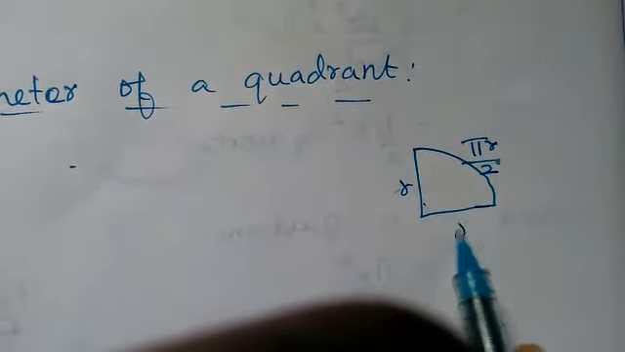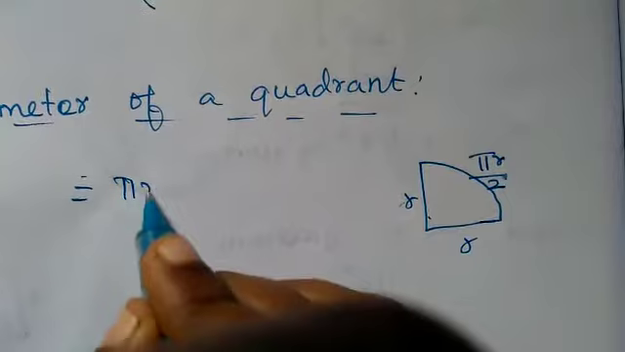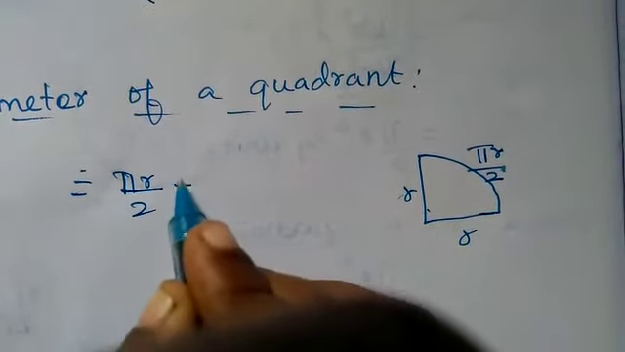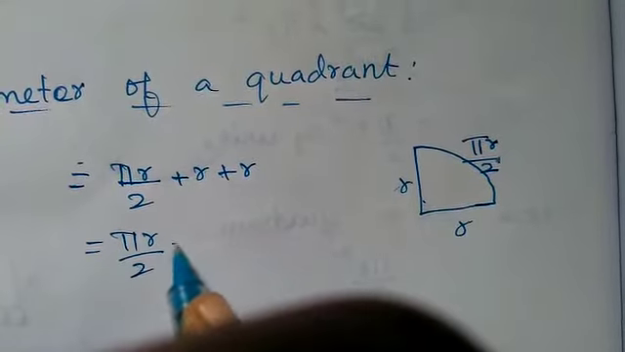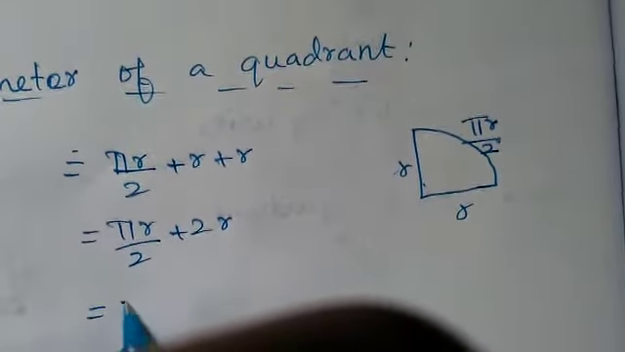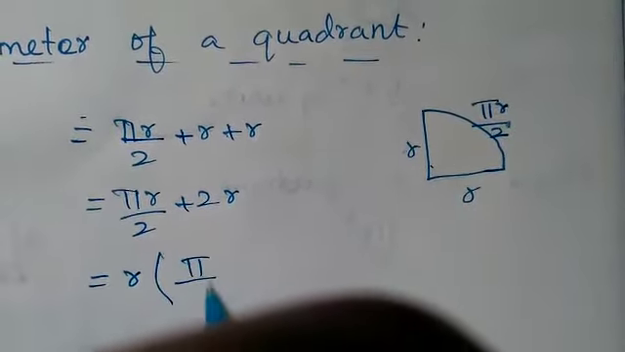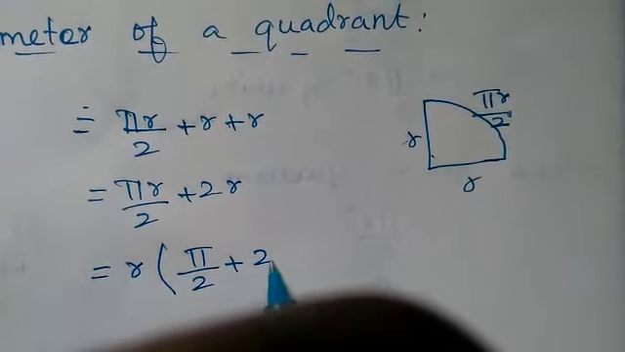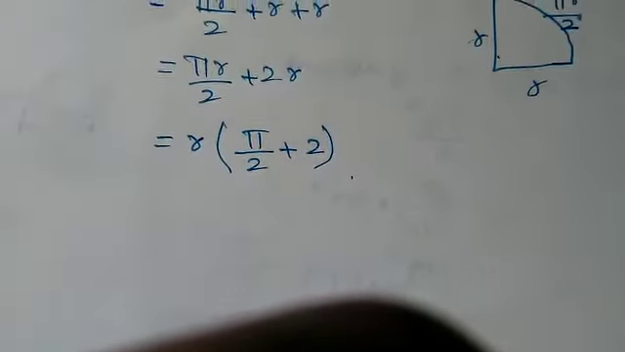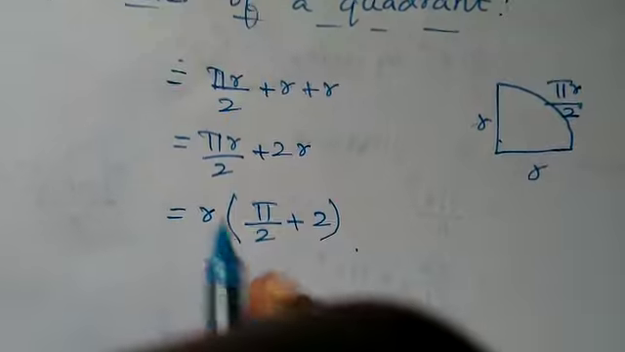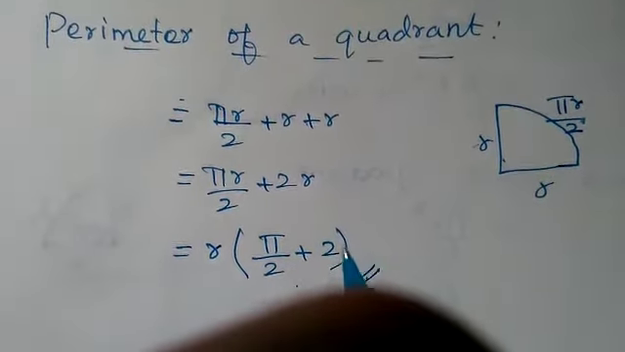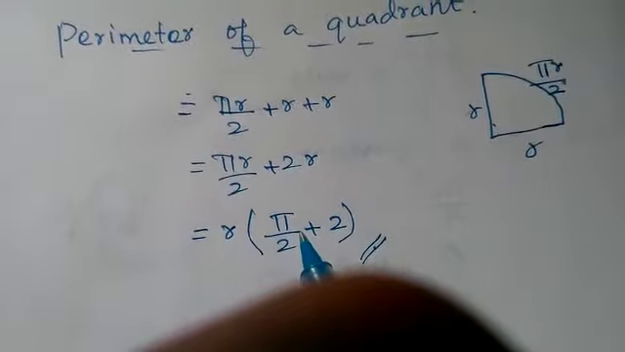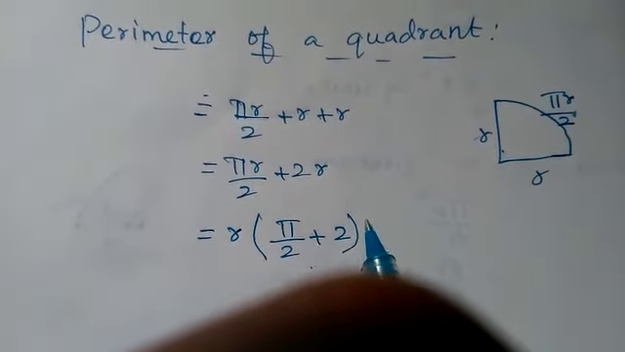Then radius. Now how will you write the perimeter? Pi r by 2 plus r plus r. Now pi r by 2 plus 2r. Here also we can take r as common. Pi by 2 plus 2. Now tell me, here how many formulas did we learn? This is the formula for the perimeter of a quadrant. So you must learn these formulas. Then only we can do the sums.